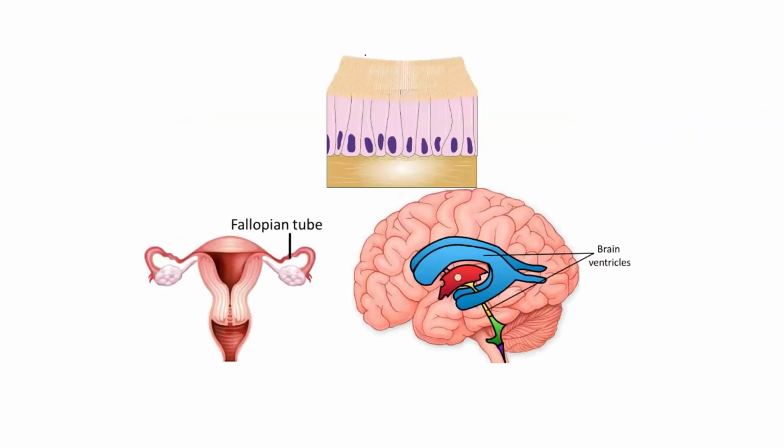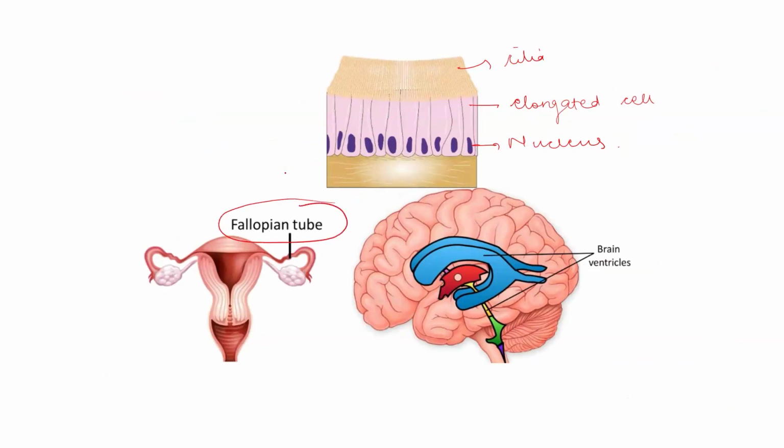So these are the examples. This is how the ciliated columnar epithelium appears: elongated cells that have a nucleus, and these are the cilia which are present on the surface. They are present in the fallopian tubes, for example.